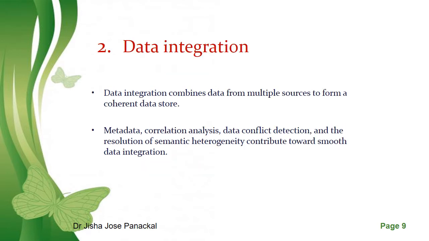The second step in data pre-processing is data integration. It combines data from multiple sources to form a coherent data store. Metadata, correlation analysis, data conflict detection, and the resolution of semantic heterogeneity contribute towards smooth data integration. So the data integration process will be followed by the collection of metadata, correlation analysis, etc. And this will contribute toward a smooth data integration process.